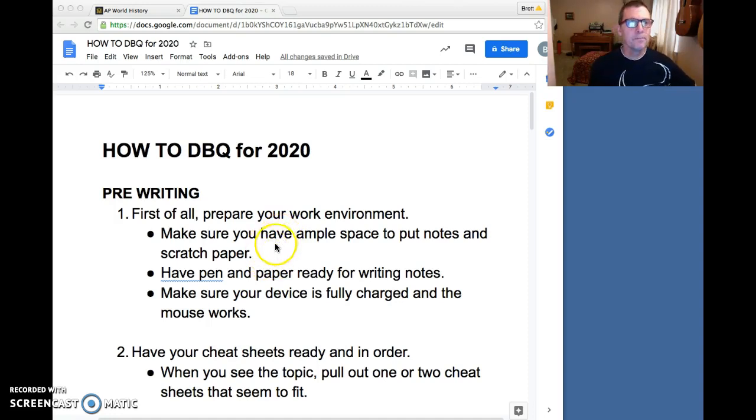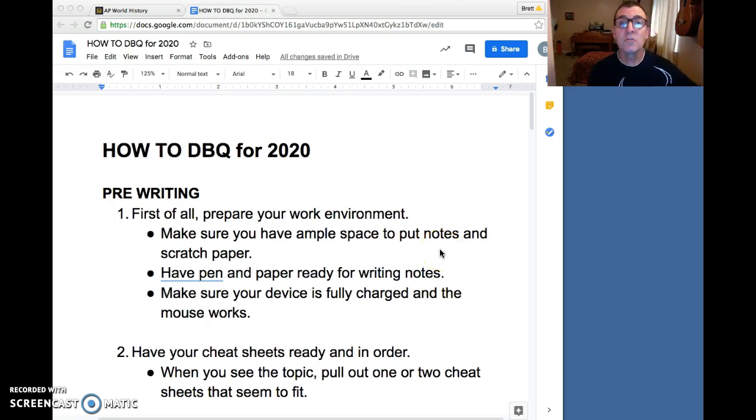So first of all, pre-writing. You need to prepare your work environment. Make sure you have ample space to put notes and scratch paper. Have pen and paper ready for writing notes, even if you're going to be typing it, because when you see the prompt, you want to be able to take that prompt and immediately write about it. And so we'll talk about that in a moment.